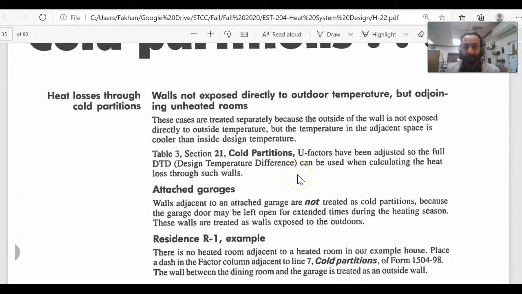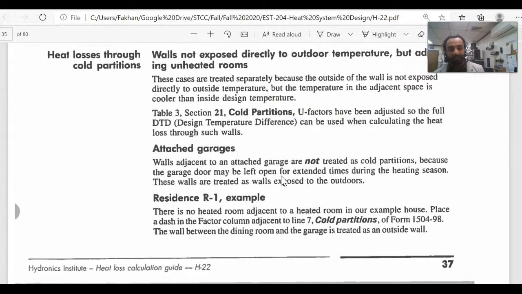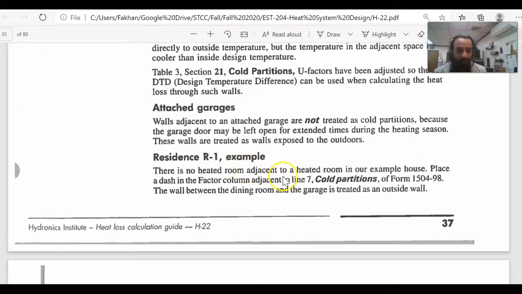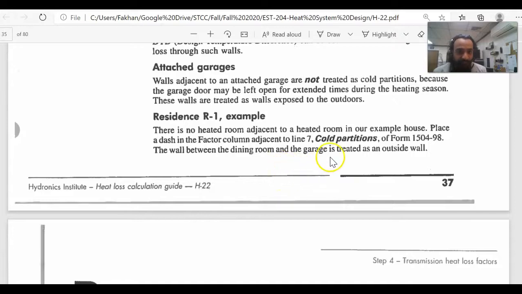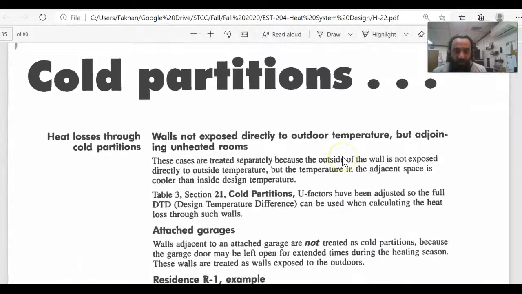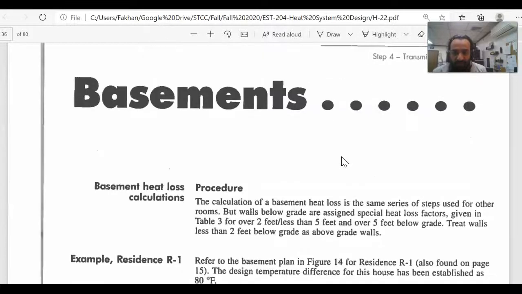So that makes a lot of sense for walls below grade. Cold partitions. Let's look at that. These are walls not exposed directly to the outdoor temperature, but adjoining an unheated room. These cases are treated separately because the wall is not exposed directly to the outside temperature, but the temperature in the adjacent space is cooler than the design temperature. That's kind of like the Porsche garage that we had from last week. The Porsche is cold, but it's not completely outside. Garage, Porsche. What do we have here? We have some cold partitions. So what are those considered?